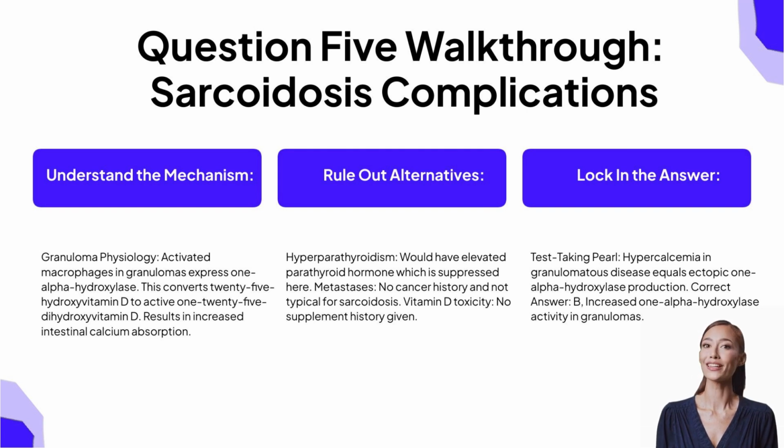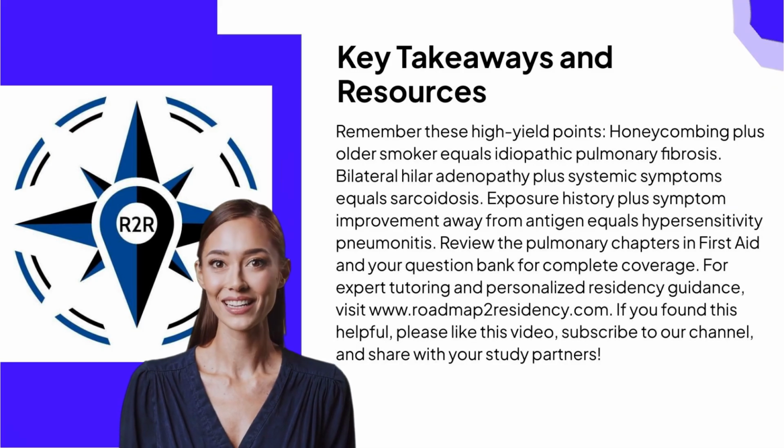Now rule out alternatives. Hyperparathyroidism would have elevated parathyroid hormone, but in sarcoidosis, the parathyroid hormone is suppressed by the high calcium. There's no cancer history to suggest metastases. No vitamin D supplementation is mentioned. Test-taking pearl: whenever you see hypercalcemia in a patient with granulomatous disease, think ectopic 1-alpha-hydroxylase production. The answer is B.